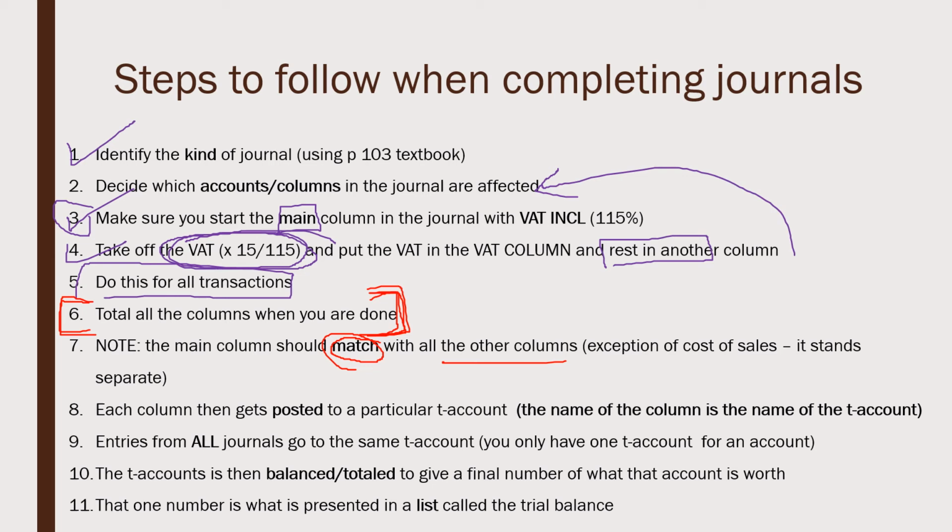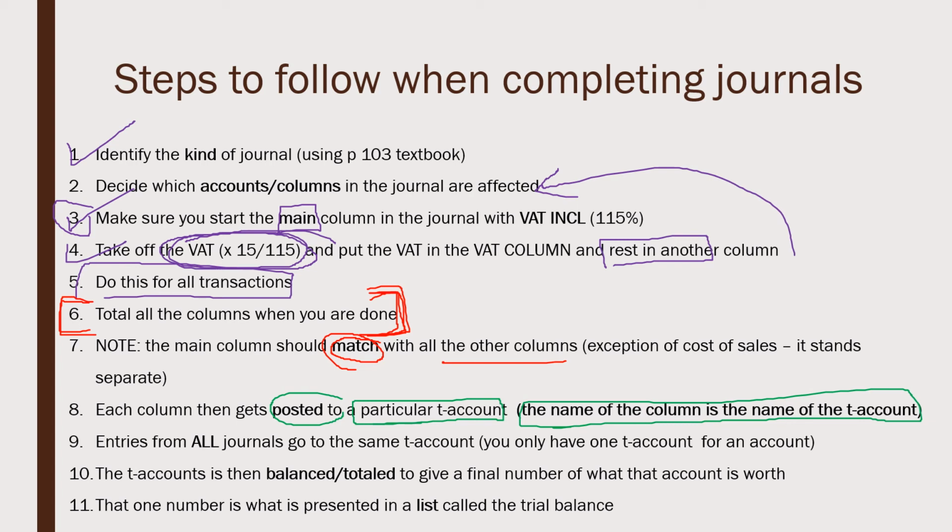Okay, then step number 8, each column gets posted, which means transferred, to a specific T account. Okay, a general ledger account. How do you know which T account? The name of the column is the name of the T account. Okay, so I always tell the students, go back from your total column total in your journal, go and read the name at the top. Okay, that's the T account that you're going to transfer the amount to.